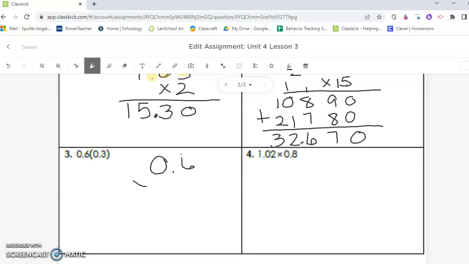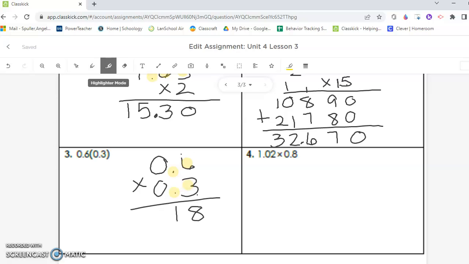0.6 times 0.3. 3 times 6 is 18. We don't have to do anything else because any number times 0 is going to be 0. So decimal, decimal, 1, 2. So there's where my decimal would go.